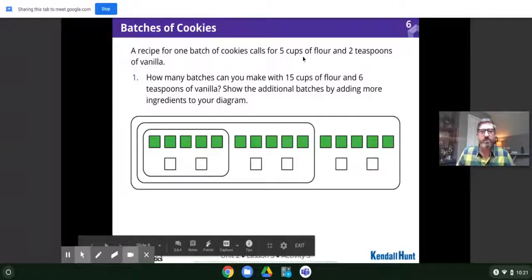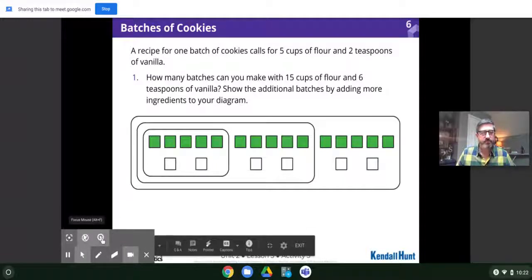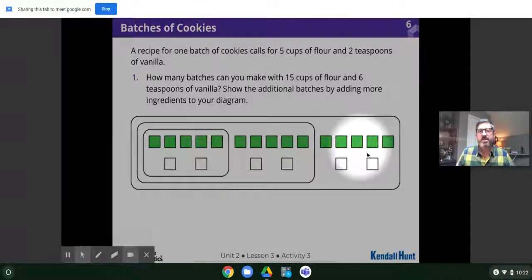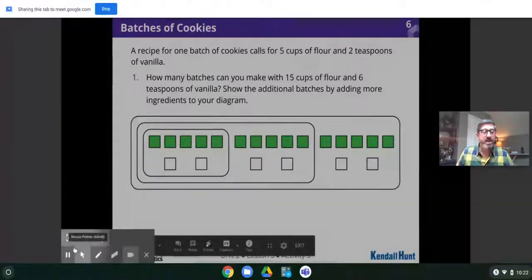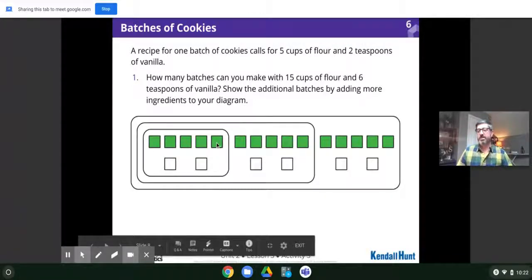So if we were to divide that by 3 and break that out into 3 equal groups, we would see that it takes us back to our original recipe. So if we were to break this out into equal groups, we would see that in each equal group, we have 5 cups of flour and 2 teaspoons of vanilla, which is our original recipe that we have up there. So if we break it out into equal groups based on that original recipe, that tells us that we can make 3 batches of cookies in this example.